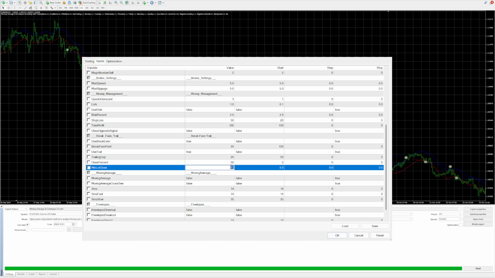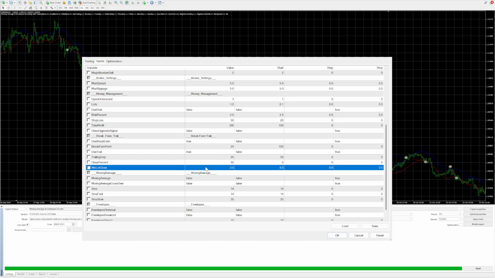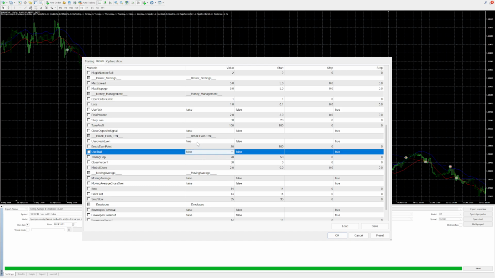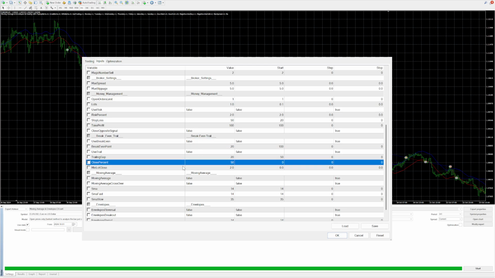Okay, if you set the minimum lot to close greater than the lot size you're using, say you're using one lot but you have minimum lot to close 2, the EA will not close any of the position when the break even point and trailing gap points are reached. Okay, you can have break even set to true without the trailing stop or with the trailing stop, just depending on your money management preferences.